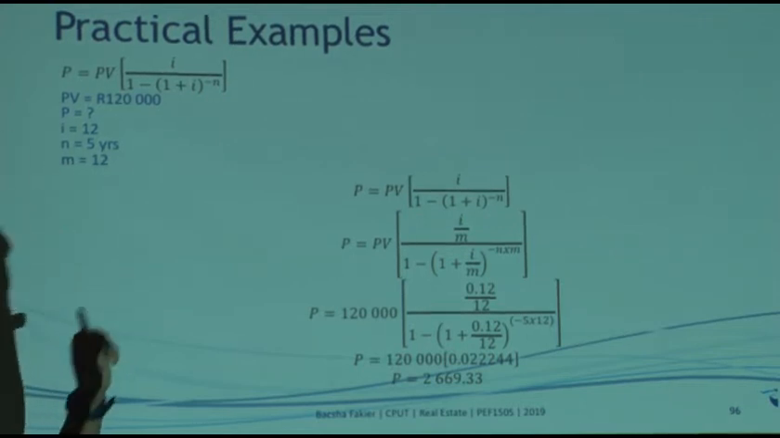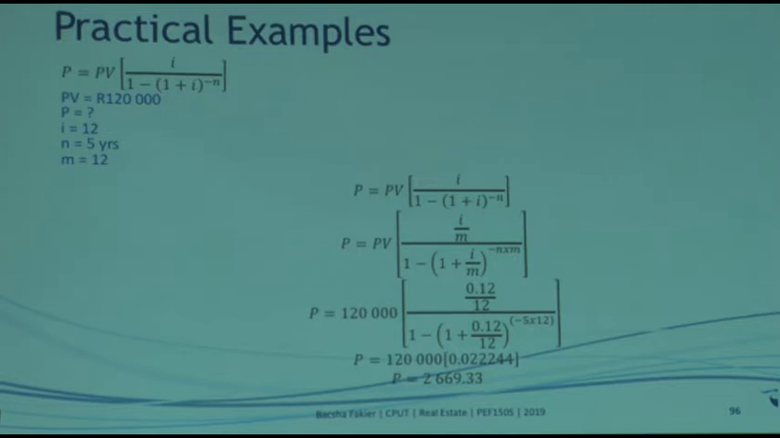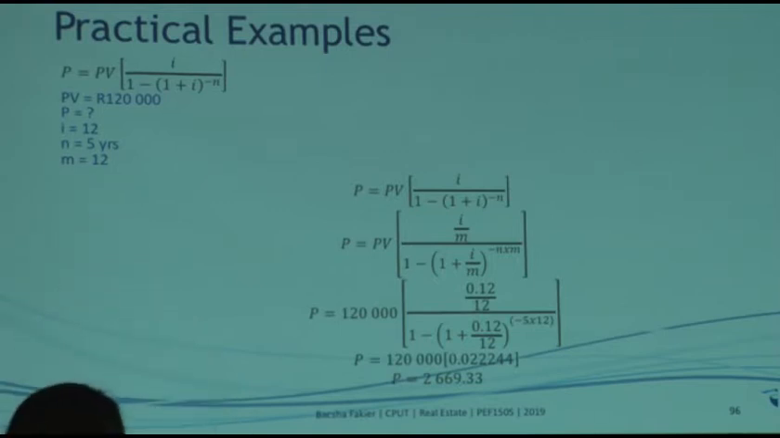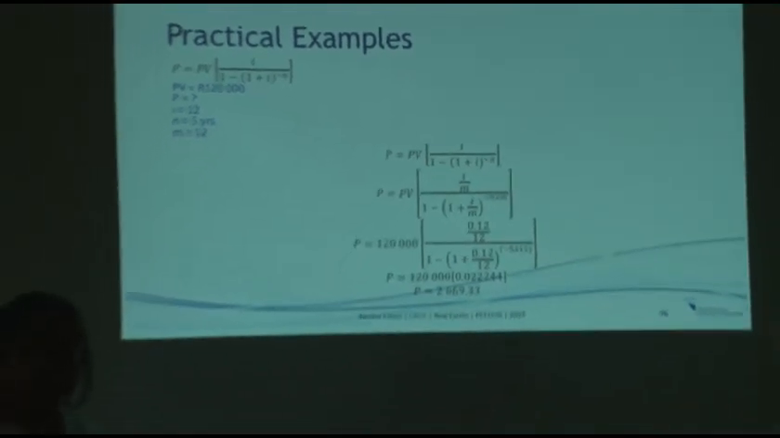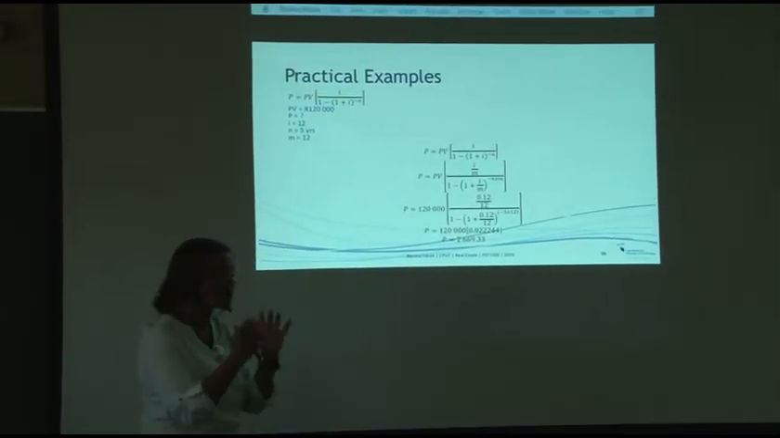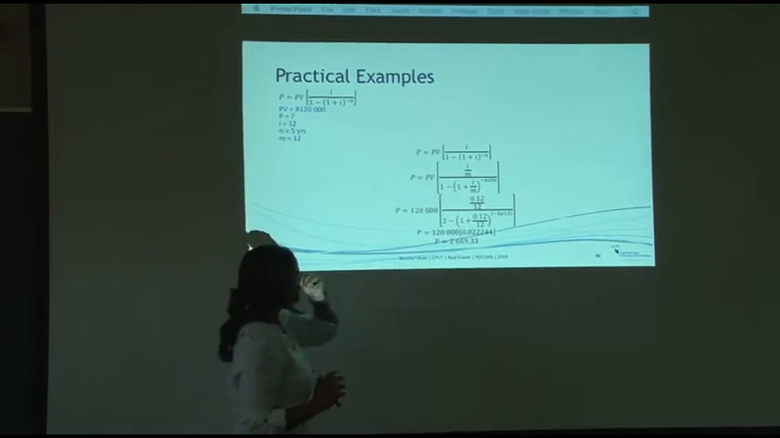PV is equal to 120,000. I know this because I saw it on the windscreen. It's today that I'm looking for that 120,000. P is equal to question mark. I don't know. That directs me to the formula sheet. It tells me you're looking for P. Go to the formula that says P is equal to something, right? I is 12% interest rate. N is 5 years. M is equal to 12. Again, M is a number. It's 12 times per year that we are compounding, or 12 times per year that we are paying. Always the same. Paying and compounding is always the same.